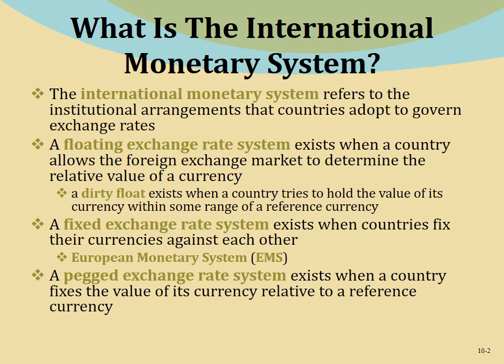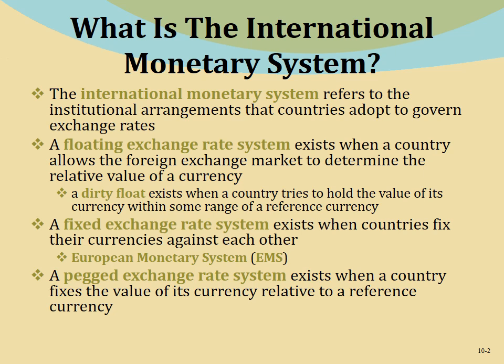The international monetary system refers to the institutional arrangements that countries adopt to govern exchange rates. A floating exchange rate system exists when the foreign exchange market, or supply and demand, determines the relative values of currency. This is the type of system used in the US, the European Union, Japan, and Great Britain.